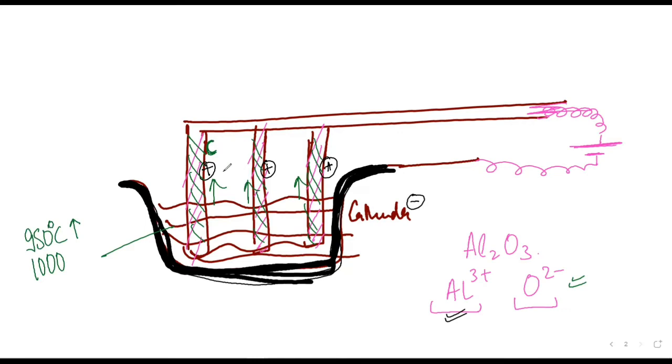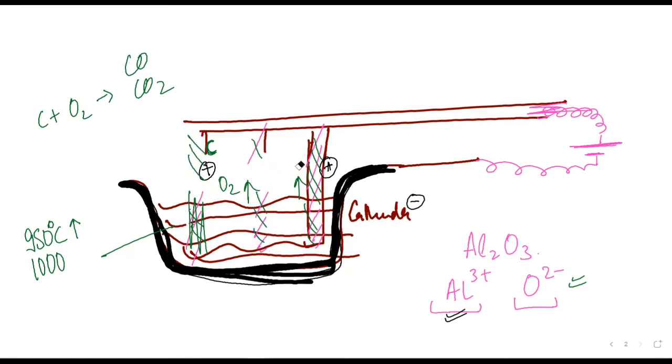So can you guess what will happen to these anodes slowly? They will start corroding, in the sense that they will start reacting with the oxygen which is being formed. They might form either carbon monoxide or CO2. Have you understood? Yes, sir. That is why periodically these anodes will start getting eaten up, and they will need to be replaced. Any doubt till here? No doubt.